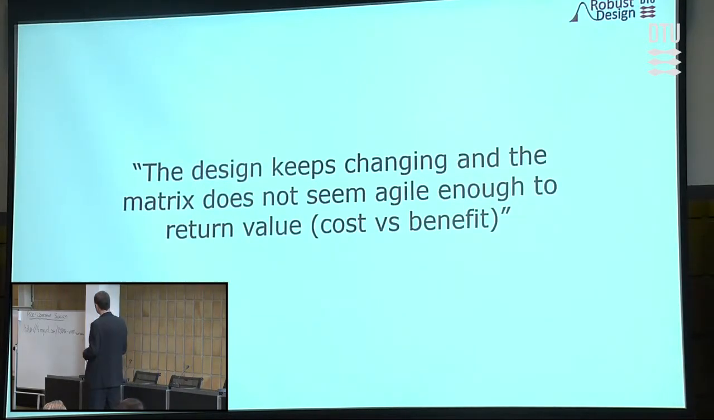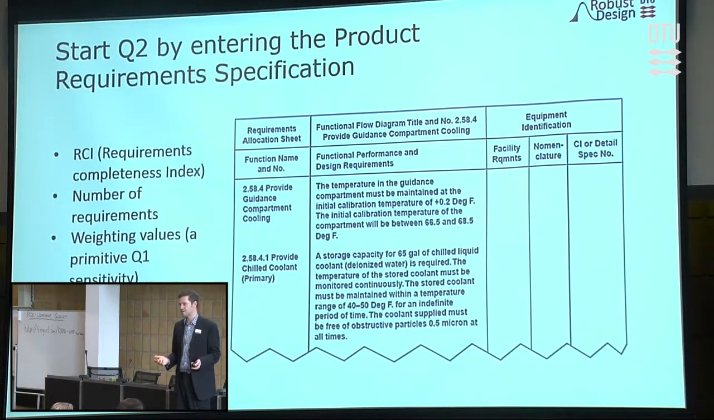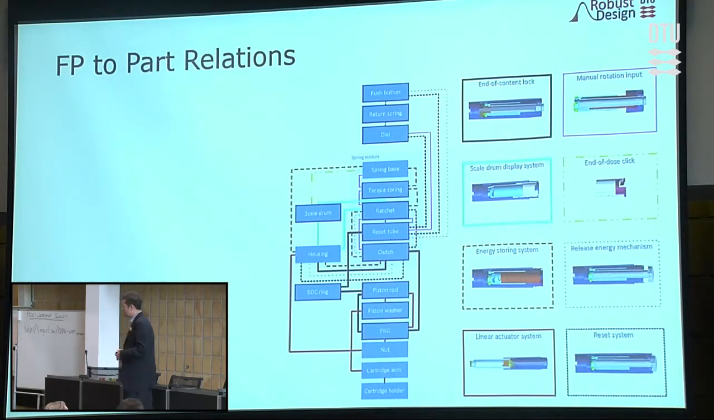And finally, and probably the most tricky one, the design keeps changing and the matrix is not agile enough. Well, it's very common practice that we start out with a design specification. A product specification. These are all the functional requirements. They can go straight into the vertical axes. So there's not a problem there, and we can easily pull out some indicators from that. Then if we look at the link between the functional requirements and the part relations, well, we can fill that in the matrix, and we can get some very useful insights at this level.